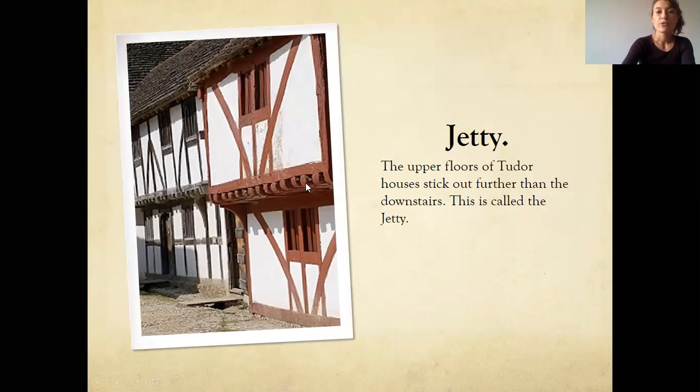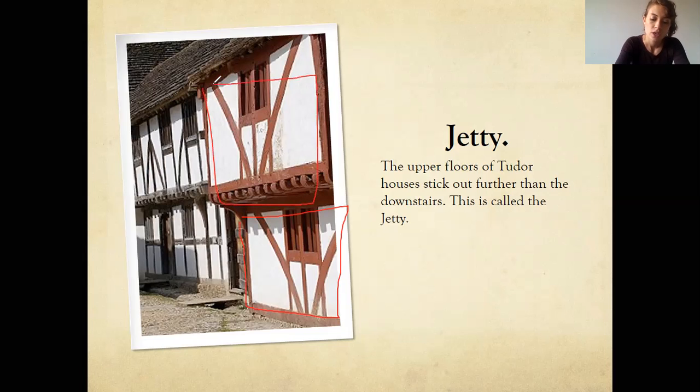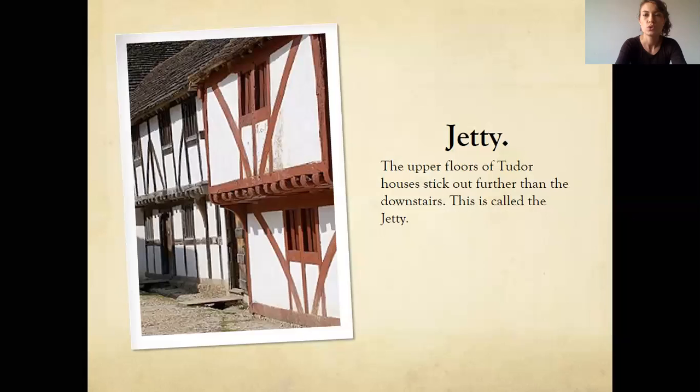Jetty. The upper floors of the Tudor houses stick out further than the downstairs. So if we have a look here, we can see that this is the first floor and that's the second floor. So the second floor was larger than the first floor. Can you see here? That's a difference between the first floor and the second floor. And they called it jetty. So the upper floor of the Tudor house was a little bit further out than the downstairs. This is one feature of the Tudor houses.